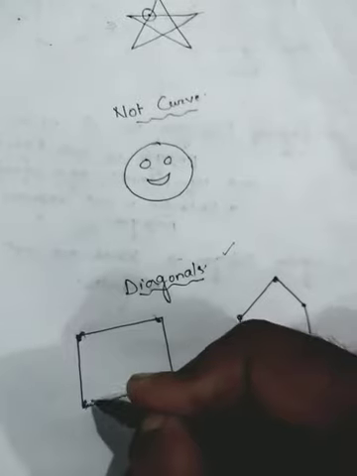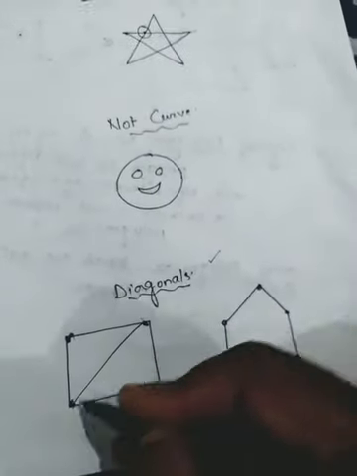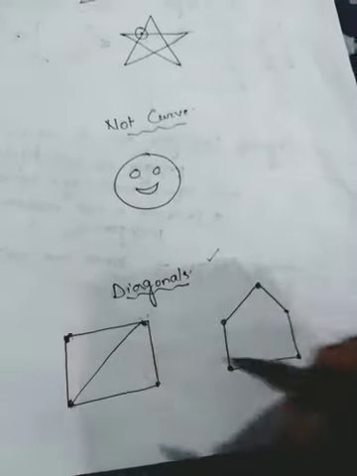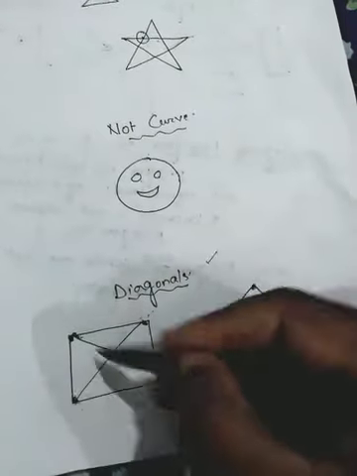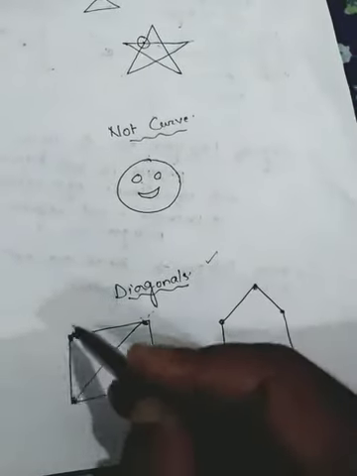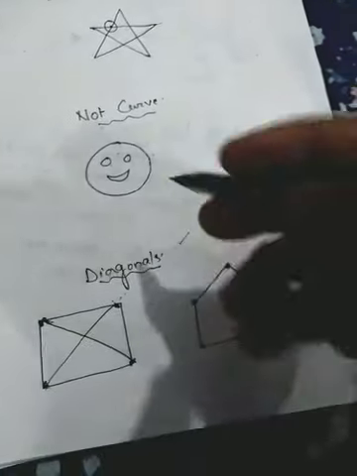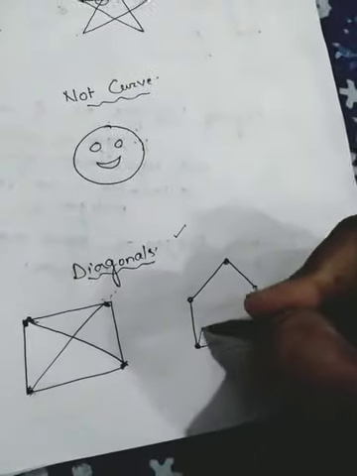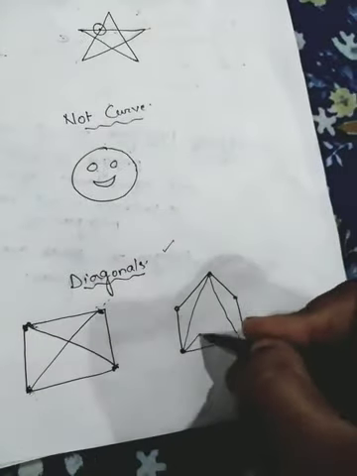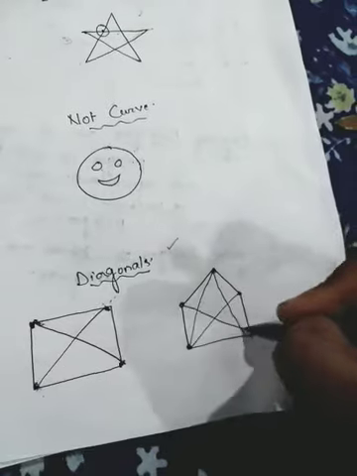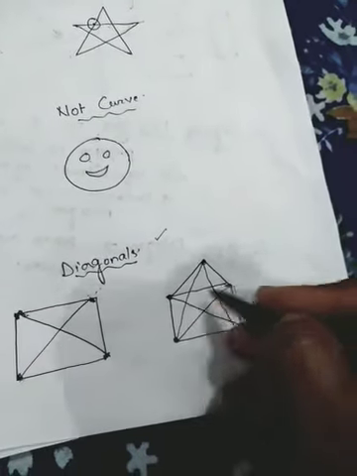4. So when you join these opposite corners, the line which joins the opposite corners or vertices is called a diagonal. If you join these two points also, this is also a diagonal. So how many diagonals can this 4-sided figure have? 1 and 2. In the same way, if you join these 2 points, this is also one of the diagonals, this is also one of the diagonals.